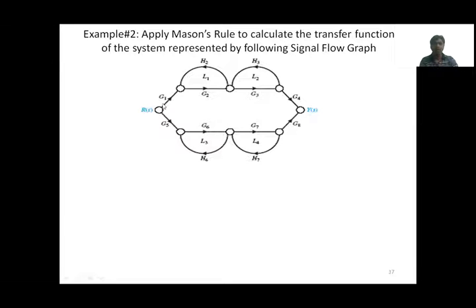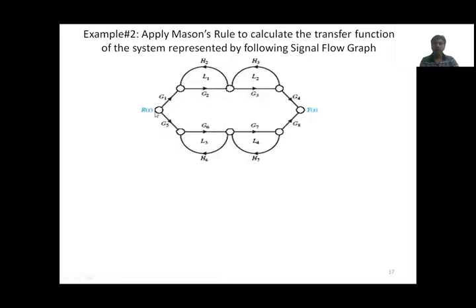Okay, let us start from here to here. Then it is going this way. It can't go this way because of the arrow direction. We have to definitely go in this direction, and also we can't go this way. We have to go this way, and we have to go here. So R(s) to Y(s), we have this path. This is the first forward path, and its gain is G1, G2, G3, G4.